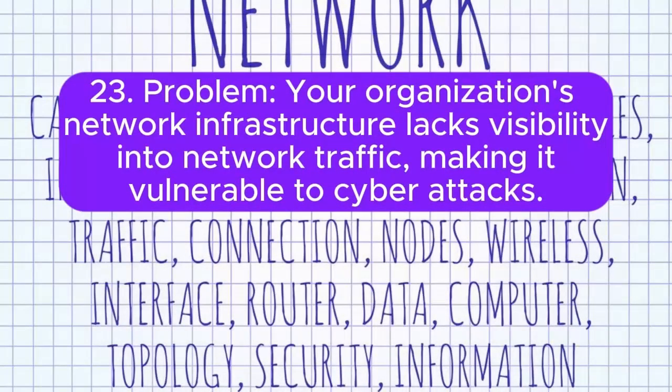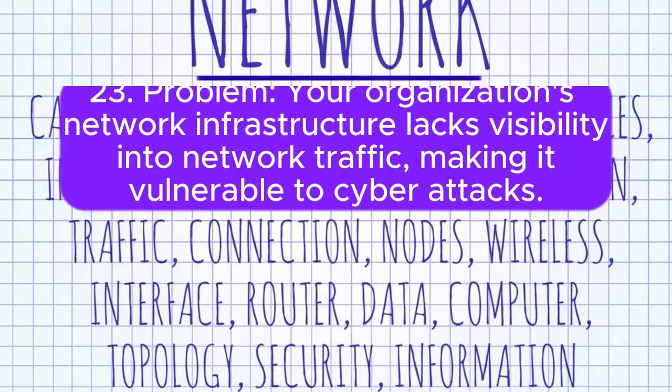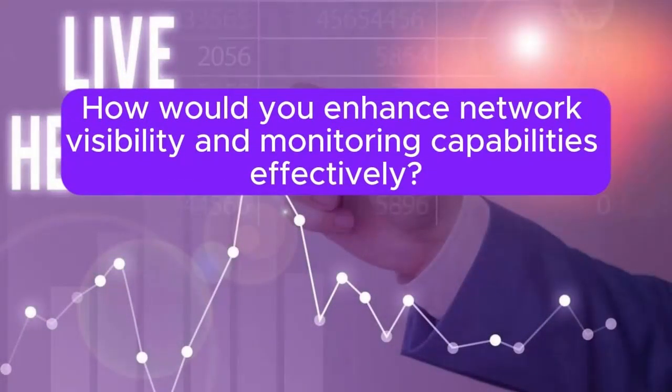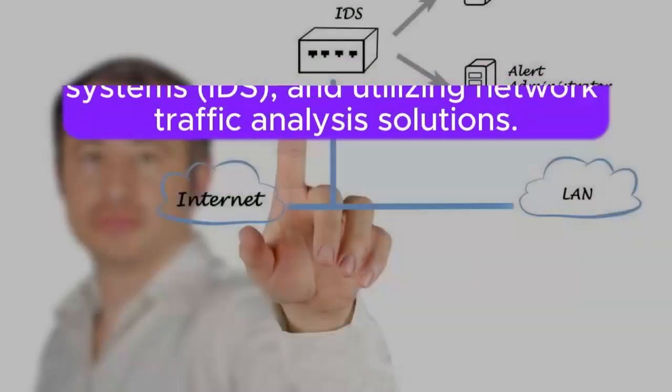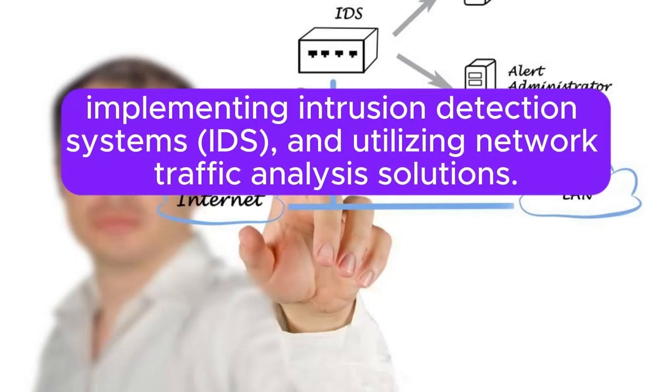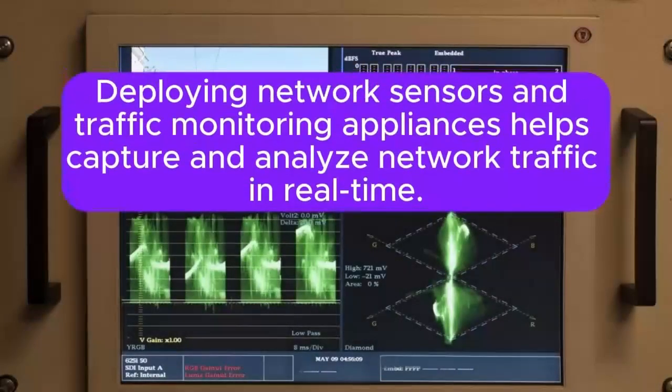23. Problem: your organization's network infrastructure lacks visibility into network traffic, making it vulnerable to cyber attacks. How would you enhance network visibility and monitoring capabilities effectively? Answer: enhancing network visibility involves deploying network monitoring tools, implementing intrusion detection systems (IDS), and utilizing network traffic analysis solutions. Deploying network sensors and traffic monitoring appliances helps capture and analyze network traffic in real time.